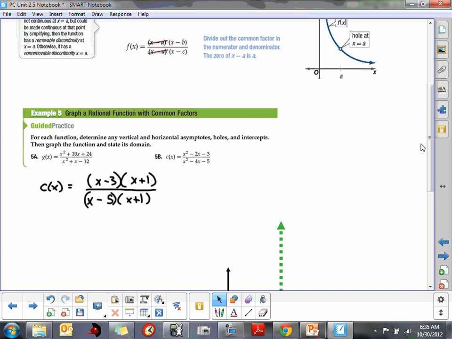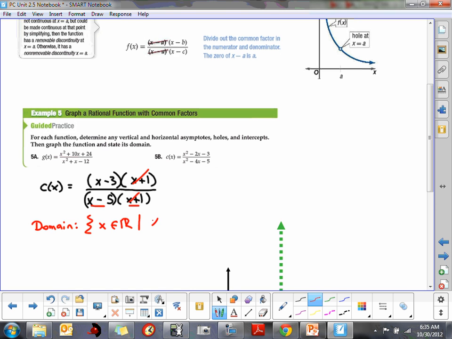So we can quickly see that we have common factors, so we can remove that discontinuity. So we'll start looking at our domain and picking off all the information that they asked us to find. Domain can't be anything that creates a denominator of 0, which means we just find the associated zeros of the denominator. That means we need the set of x, which is an element of real numbers, such that x cannot equal 5 or -1.